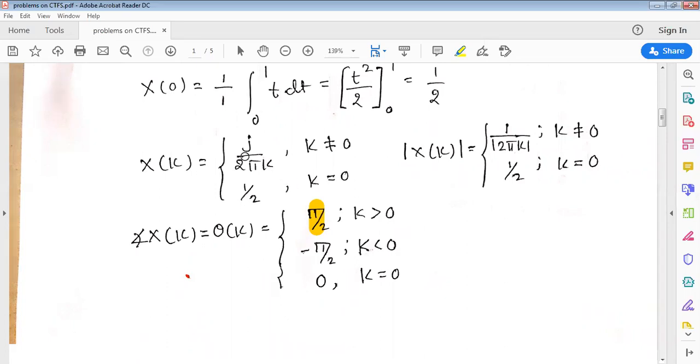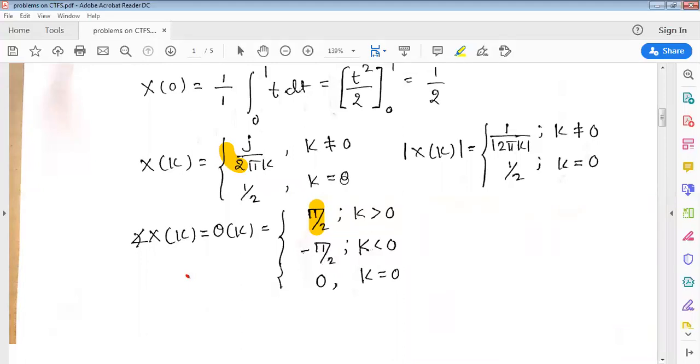Repeat, sir. In the j by 2 pi k, what is the angle of this one? Okay, what is the angle? It is like j. j means e power j pi by 2. That is cos pi by 2 is 0 plus j sin pi by 2 is 1. So j can be written as e power j pi by 2. So when k is more than 0, this quantity is giving you a positive value. Therefore, the angle is plus pi by 2. When k becomes negative, it will become minus j. Minus j means e power minus j pi by 2. Therefore, the angle will become minus pi by 2.